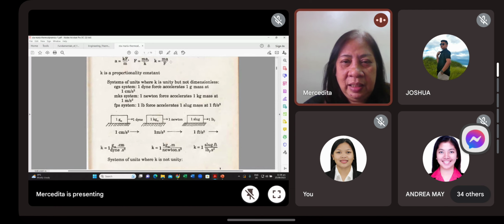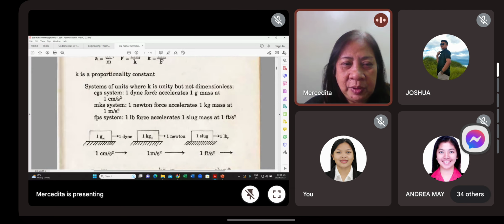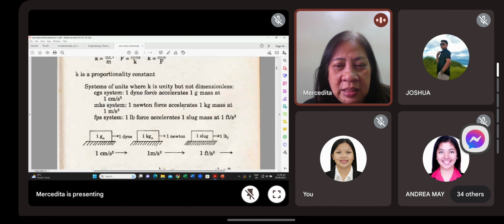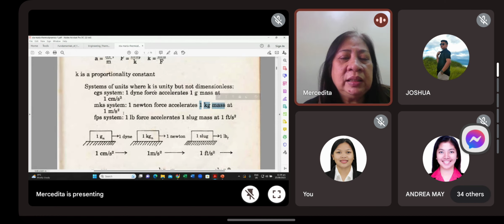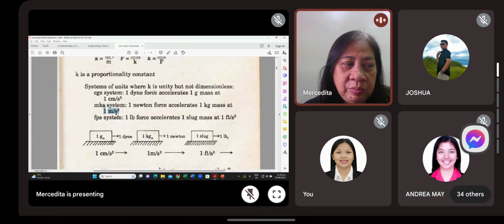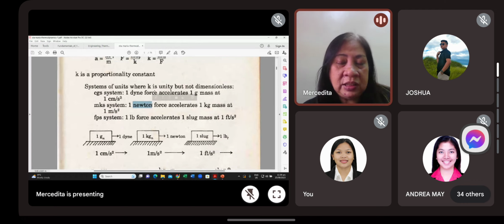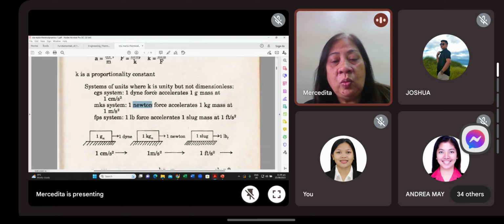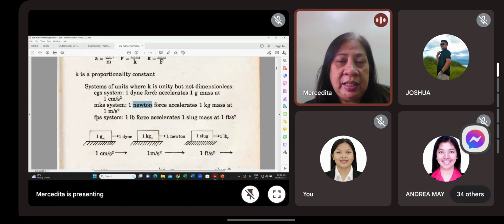Okay. So, ulit. Example, bigyan natin ng mas madaling example dun sa MKS. Sa MKS system, ang unit ng mass is kilogram. So for 1 kilogram mass, at ang unit ng ating acceleration is meter per second square. If you multiply that 1 kilogram by this acceleration, the resulting unit is Newton. 1 Newton. That is the definition of Newton. It is equivalent to 1 kilogram meter per second square.